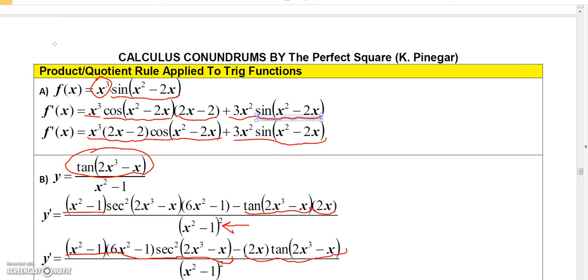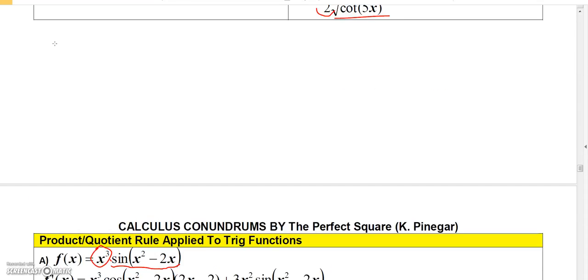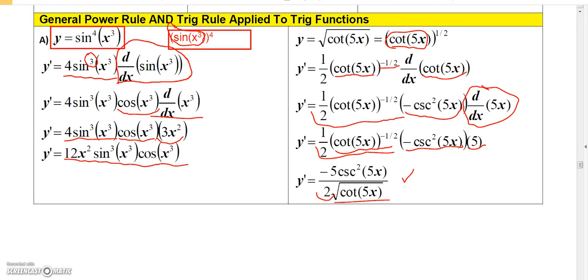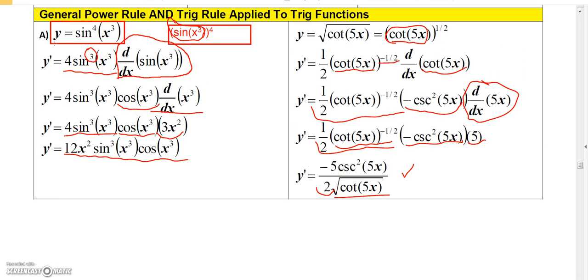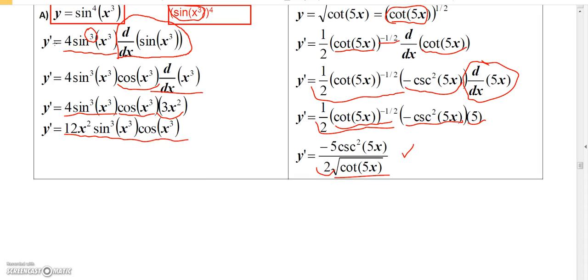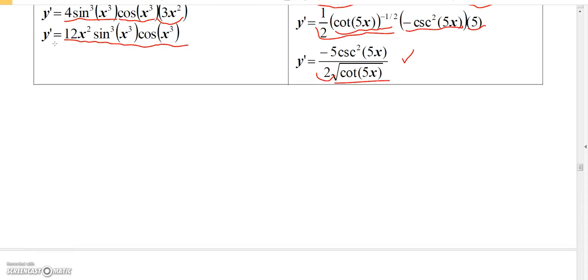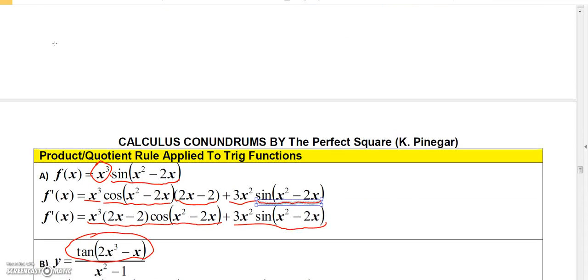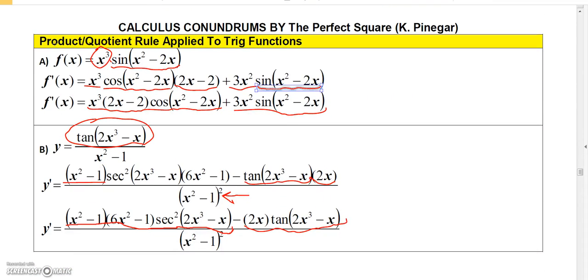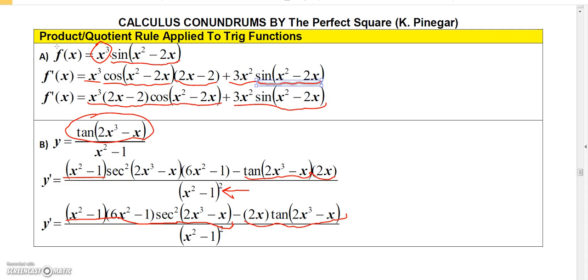Now again, these examples that I just did here, you don't really need to worry about these if you're in a business calculus class, because most business calculus classes do not cover trig functions. But if you're in a Cal 1 class, these are very helpful. Now in the next video, I'm going to cover the derivatives involving exponential and log functions.